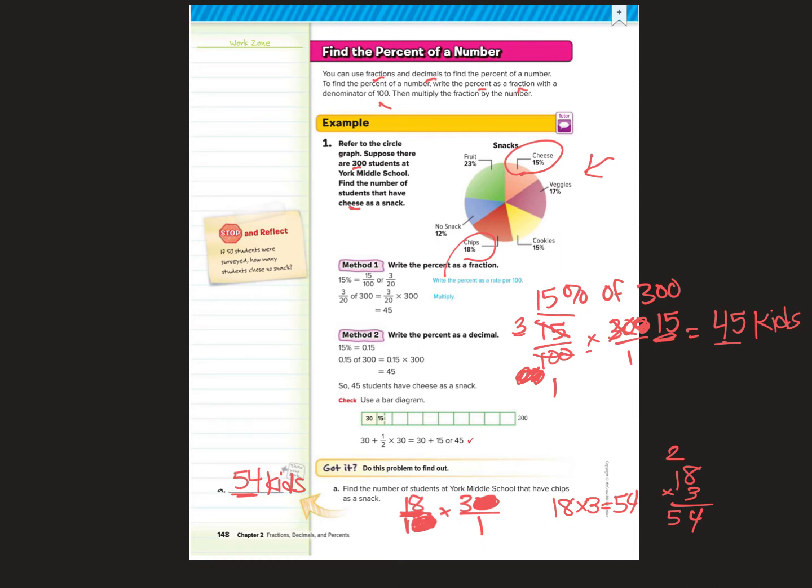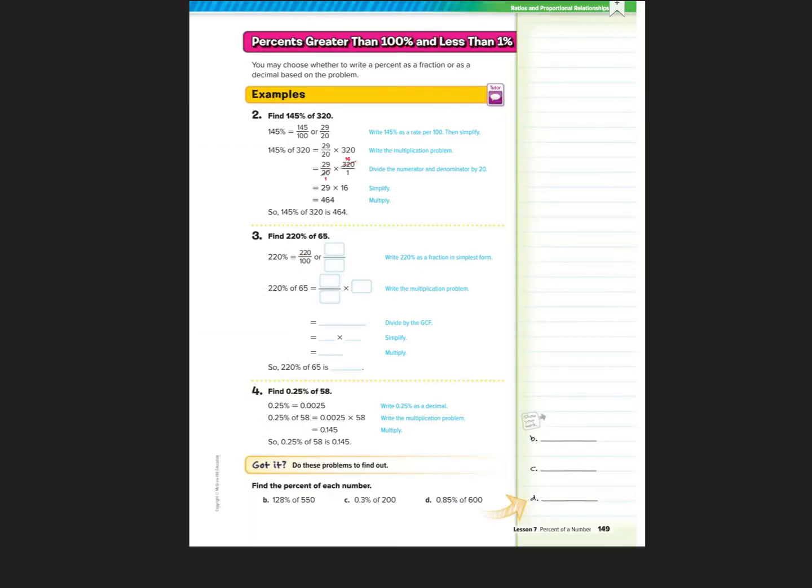So if I would have done this one the way I should have done it, I would have had 15 over 100 multiplied by 300 over 1. I could divide by 100 to get 1. Divide by 100 to get 3. And then I'm doing 15 times 3. Again, using that ratio per 100 trick. We could have done that too. Okay, percents greater than 100 or less than 1. You might want to choose to write a percent as a fraction or as a decimal based on the problem.